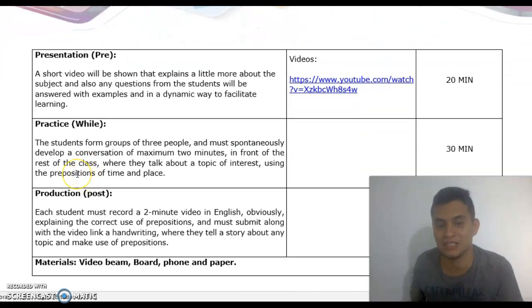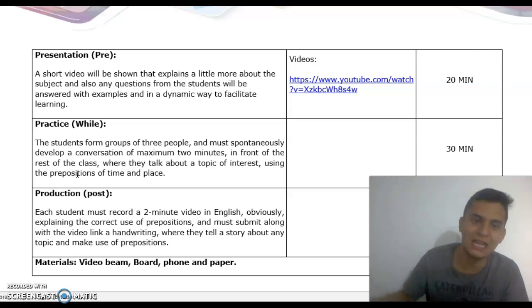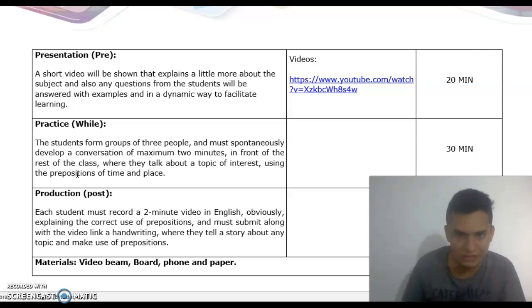To practice, the students must form groups of three people and spontaneously develop a conversation of maximum 2 minutes in front of the rest of the class, where they talk about a topic of interest using prepositions of time and place. The objective of this activity is to evaluate the ability of the students to speak and to use certain vocabulary. And I am going to correct the pronunciation and other aspects.